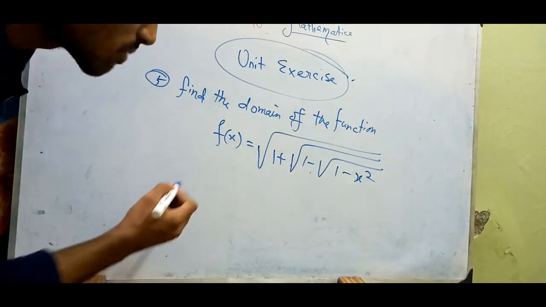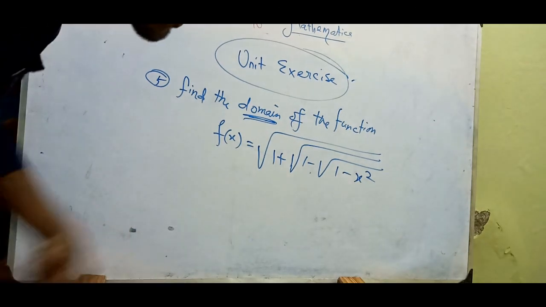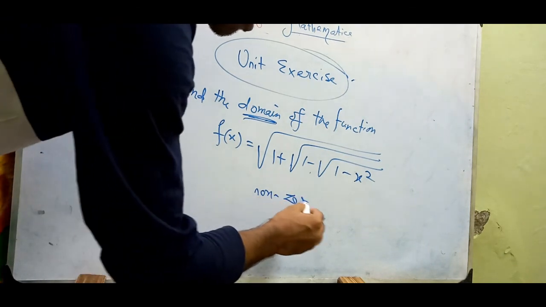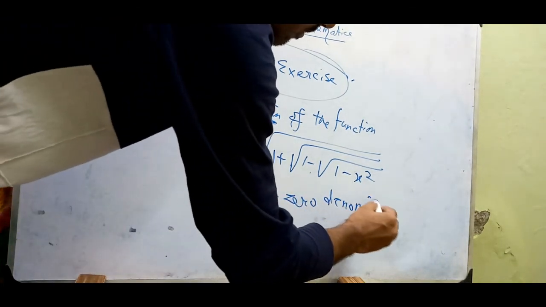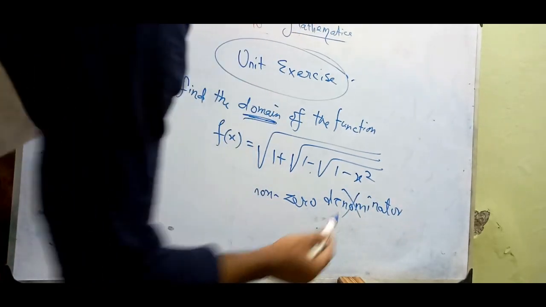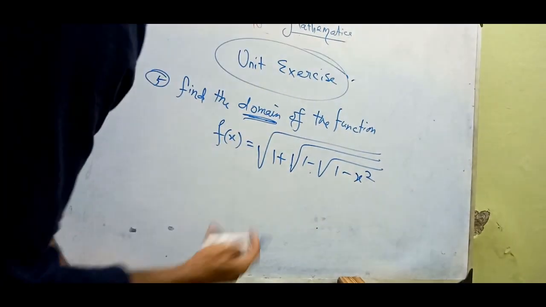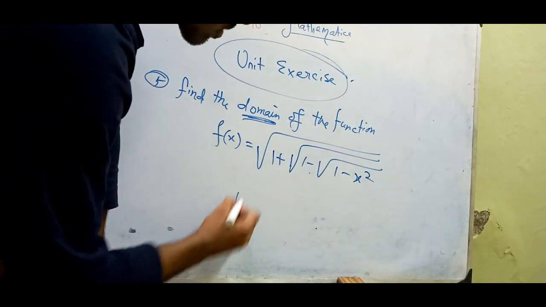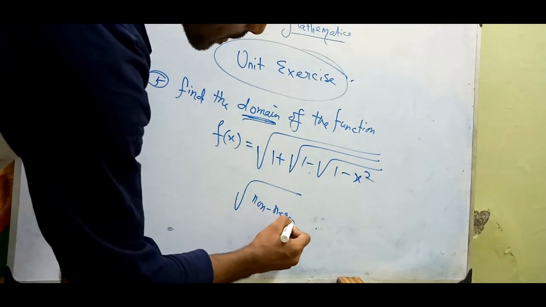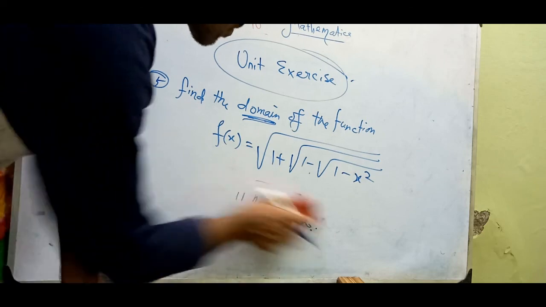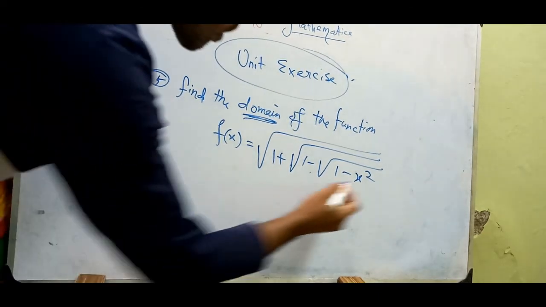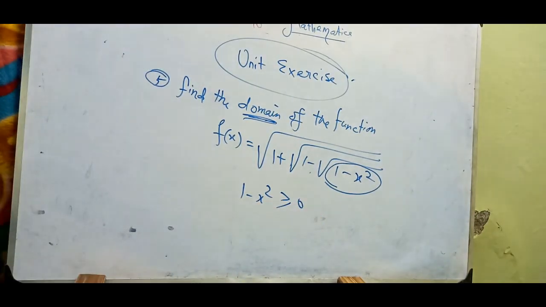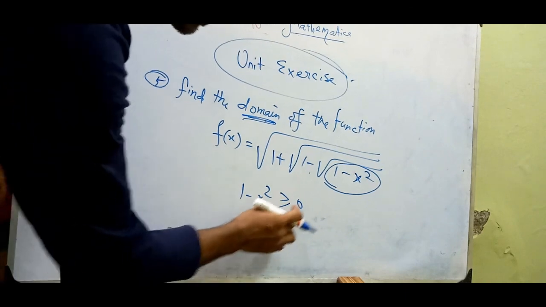And here what we need to do is find the domain of the function. As I said, there are two conditions in the domain. The first condition is non-zero denominator. We don't have such a denominator here, so we are not going to use the first condition. The second condition in the domain is going to be used here. What is the second condition? Square root of non-negative values. That means take this value 1 minus x square and put it non-negative, that means greater than or equal to 0.